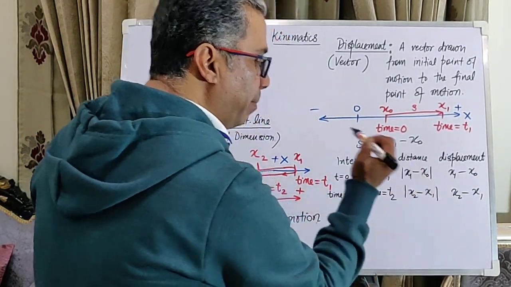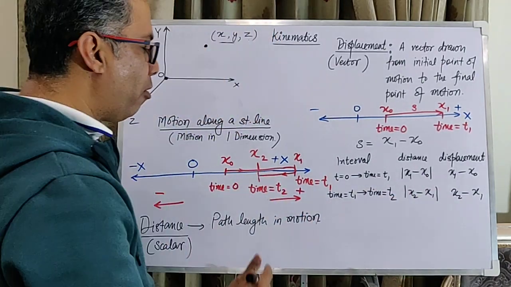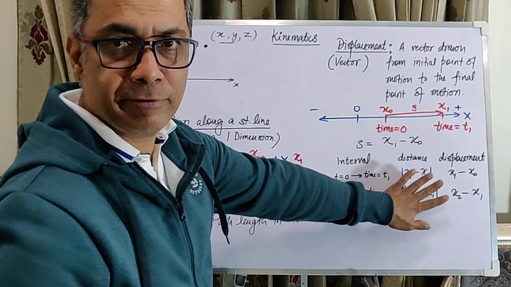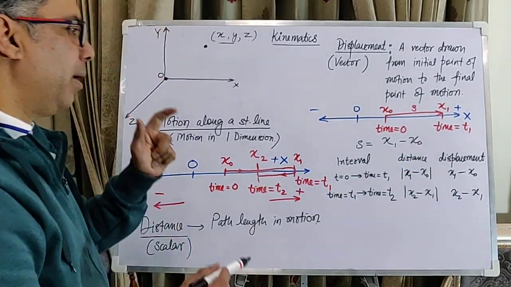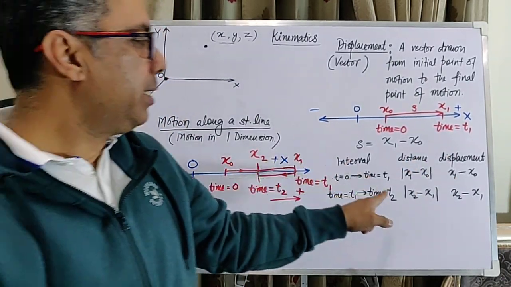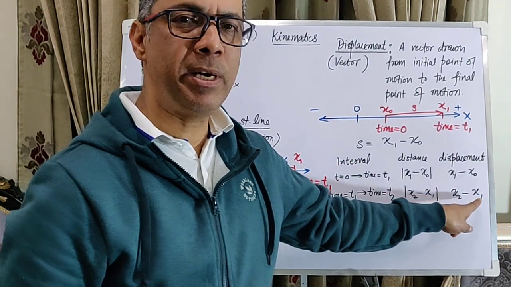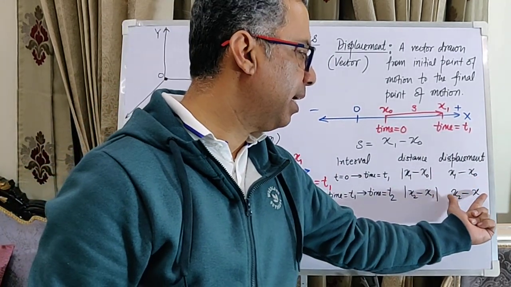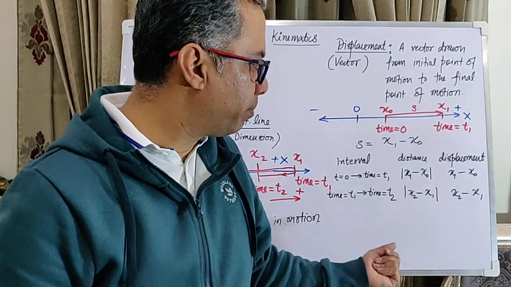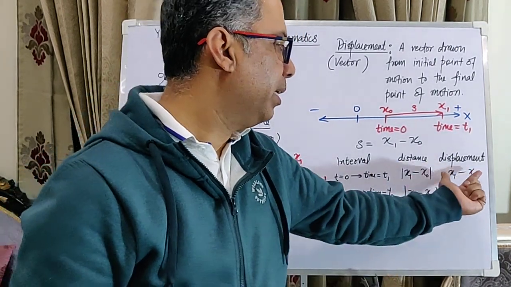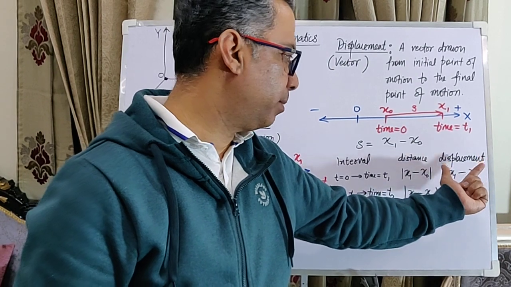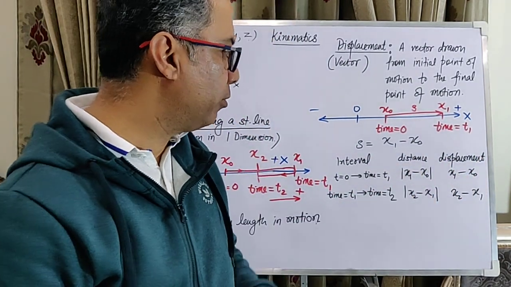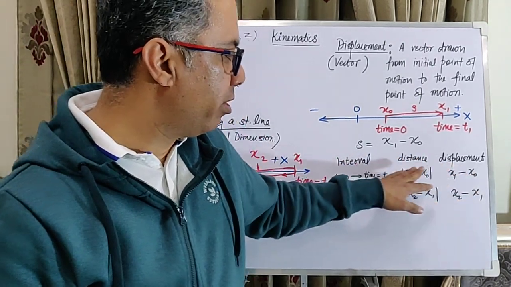Distance is a mod, it's a magnitude of this length, and therefore it cannot be negative. It's a positive quantity always. Now the distance here and the displacement differ only in the sense that this has a negative sign while this is always positive. Over here, the displacement was positive and the distance is anyway always positive, so there was no difference really.